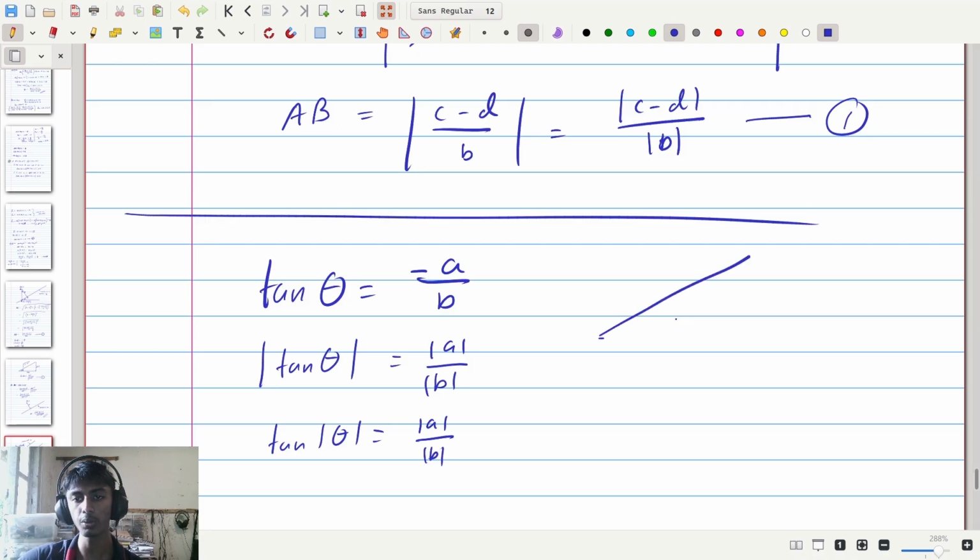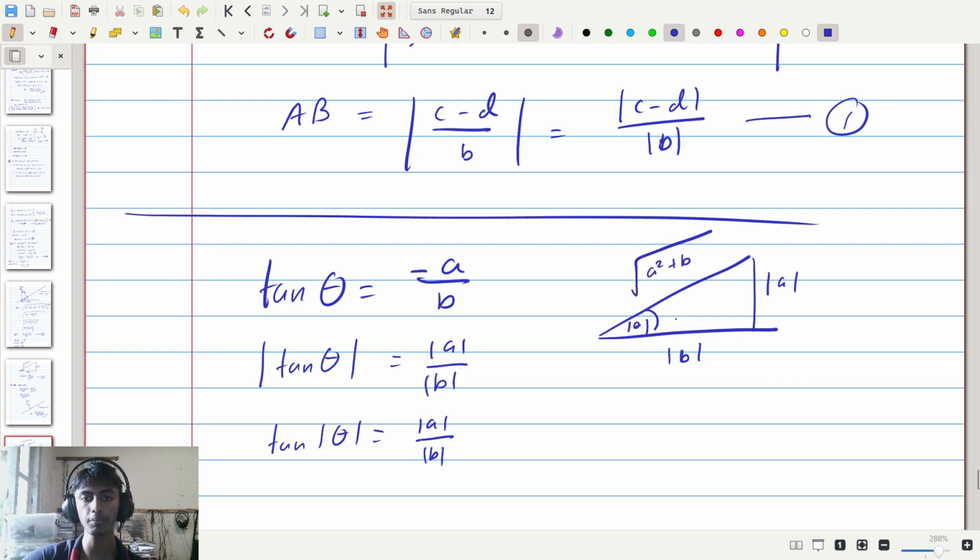Constructing this triangle, it looks like this. We have the absolute value of b over here, the absolute value of a over here, this angle being the absolute value of theta, and this length here being the square root of a squared plus b squared. Again, we can write a squared plus b squared here instead of absolute value of a squared and absolute value of b squared, because the absolute value of a squared is the same as a squared.